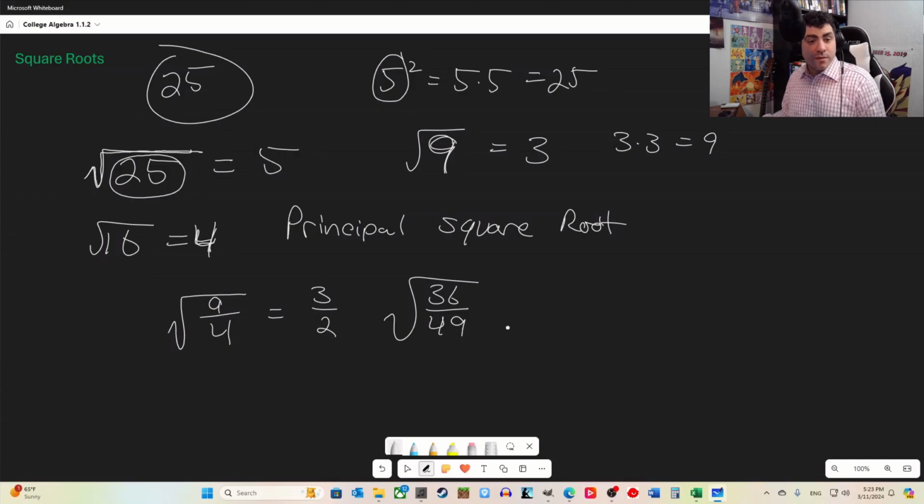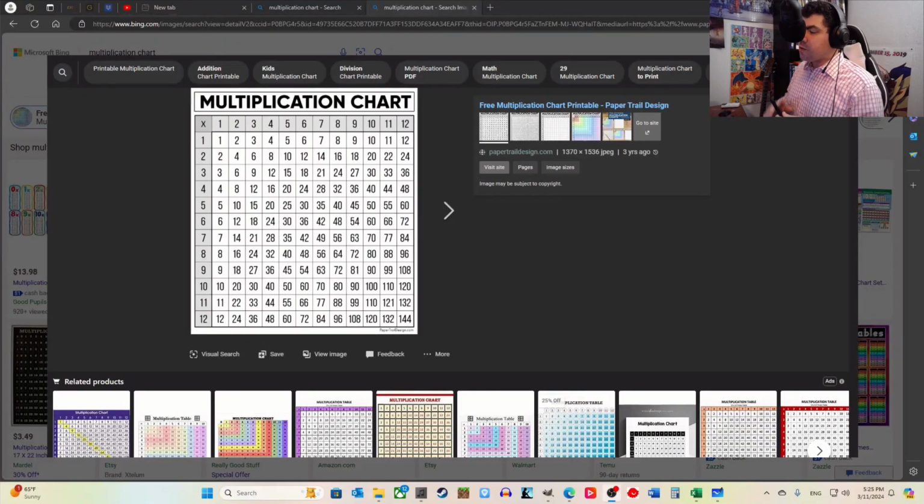Some big numbers. But if you know your principal square roots, I believe, let me see if I can find one. So I couldn't find one. I used to have a couple of composition notebooks, and on the front or back cover of the notebook, you would have a multiplication chart such as this right here.